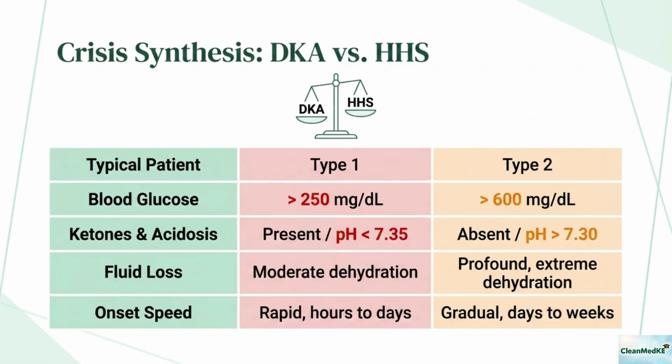To quickly synthesize, DKA affects type 1 patients, has a rapid onset, and features glucose over 250, with prominent ketones and acidosis. HHS affects type 2 patients, has a gradual onset over days or weeks, and features extreme glucose, over 600, with no ketones but profound fluid loss. Recognizing these differences on exams and in the ER is critical.